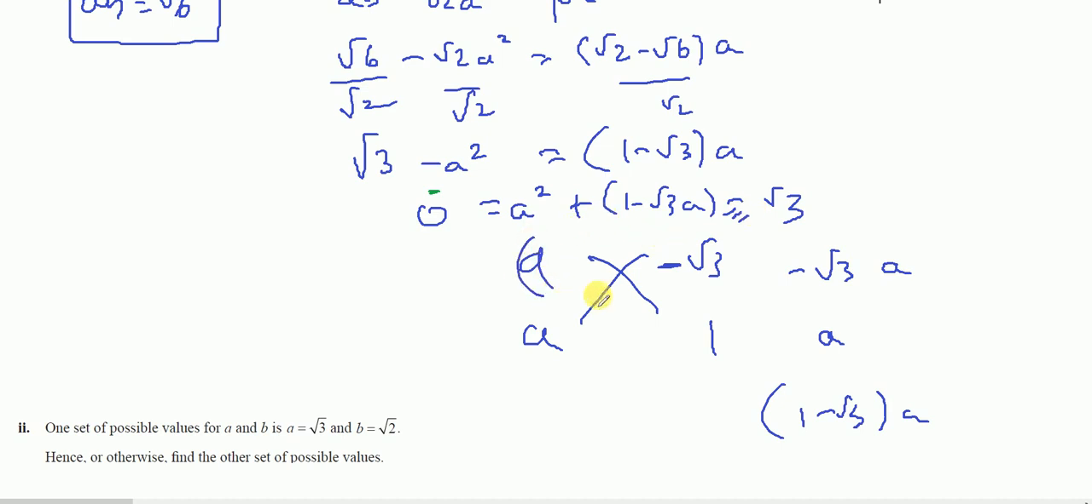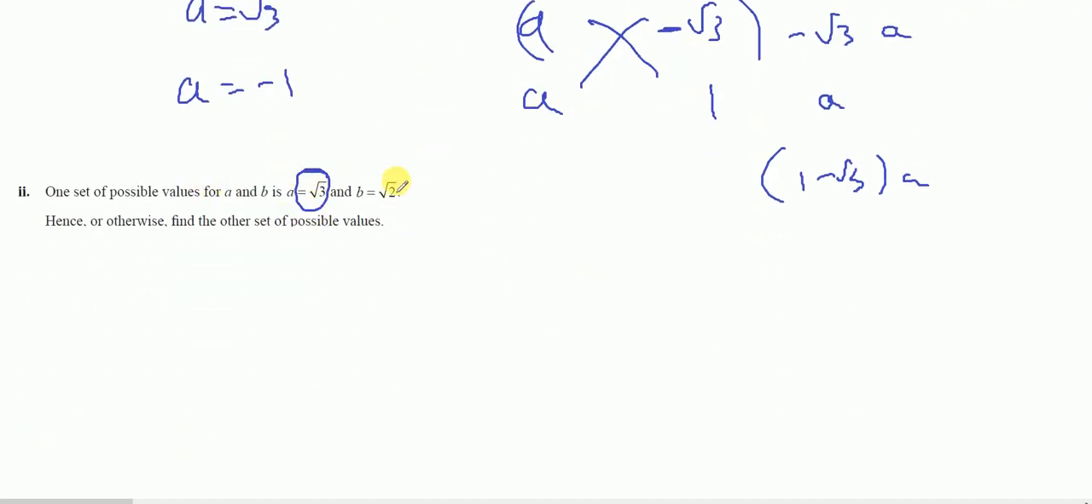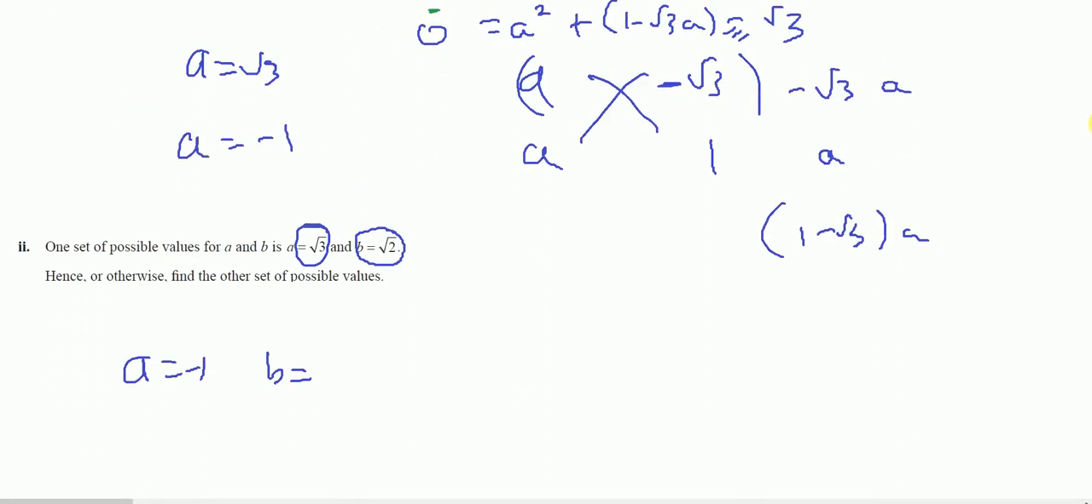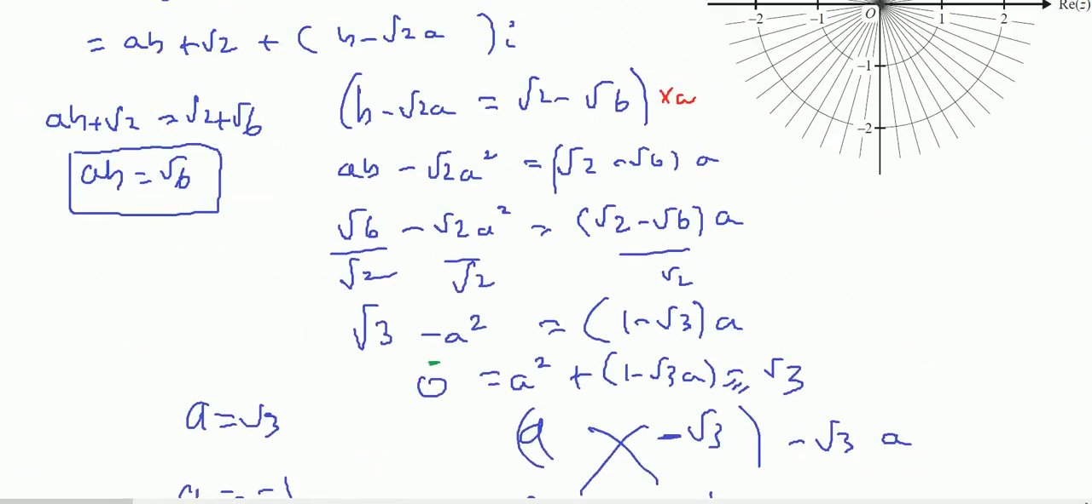So one of my answers is a equals root 3, the other one is a equals negative 1. So one of the answers is a equals root 3 and b equals root 2. Find another one. Well, a equals negative 1, and b will equal, since a times b is root 6, negative root 6. So that's a and b.